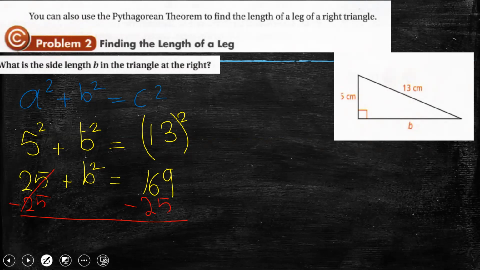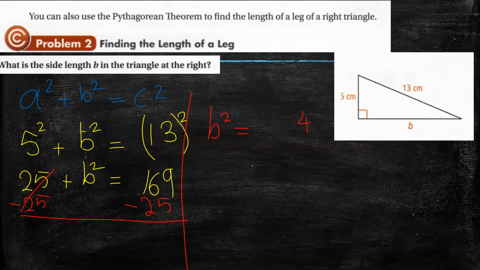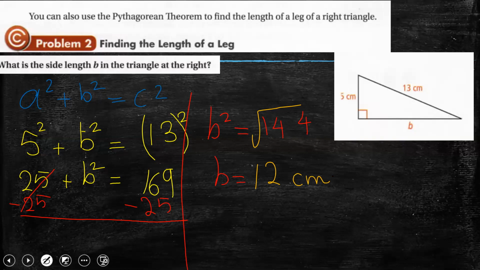So then b squared will be, let's subtract them here: 169 minus 25 is 144. So b squared is 144. So b will be the square root of 144. What is the square root of 144? 12, exactly. So it is 12 centimeters.